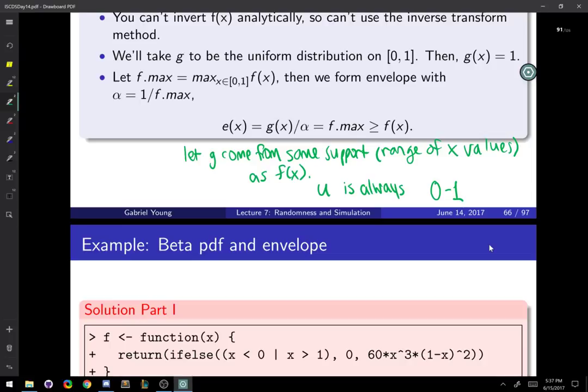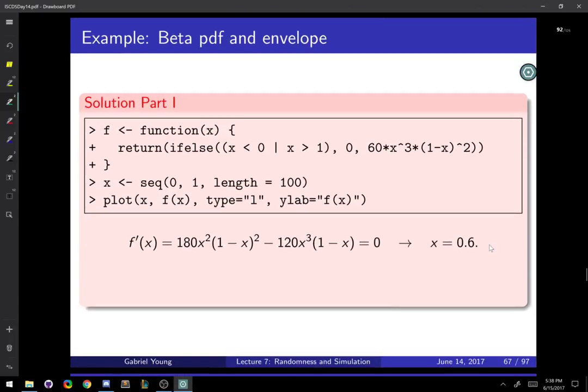Right, it'll just be a line sitting on top. Does that make sense? That's the whole point. Okay.